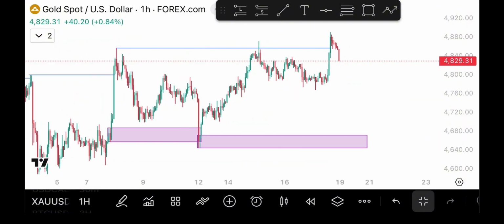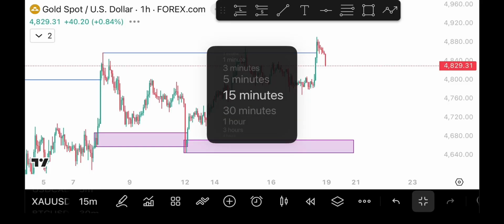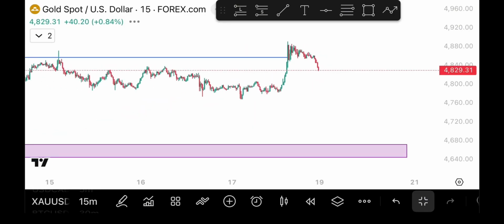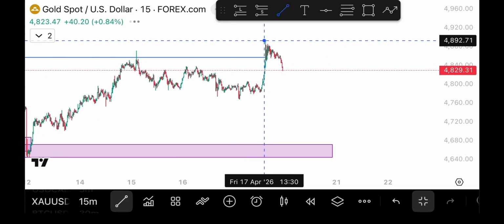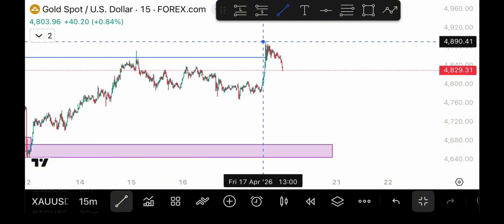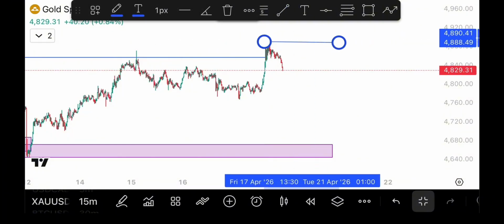So if price taps into that zone and I get a confirmation, but for aggressive traders, they can just place their buy limit there and buy. So I think that should be that for today.